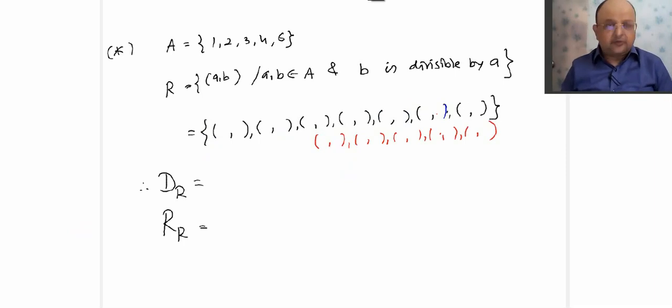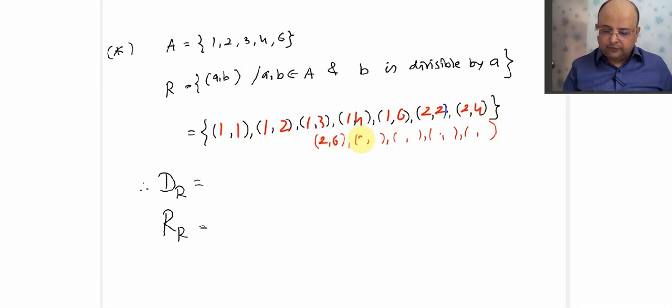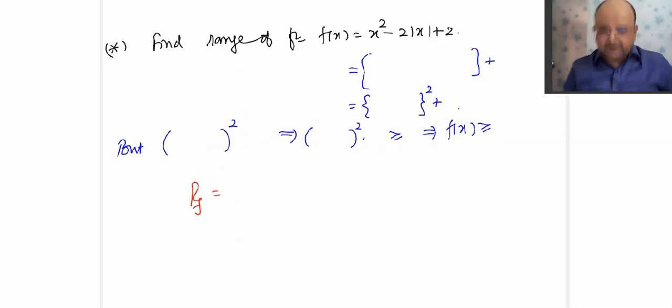I want to find out the relation AB where B is divisible by A. Ready? So 1 1 will do, 1 2, 1 3, 1 4 will do, 1 6 will also do, 2 2 will do, 2 4 will do, 2 6 will do, 3 3 will do, 3 6 will do, 4 4 will do, 6 6 will do. What is the domain? Domain is 1 2 3 4 and 6. That is whole A. What is the range? 1 2 3 4 6. That is also your A. Easy, wasn't it?